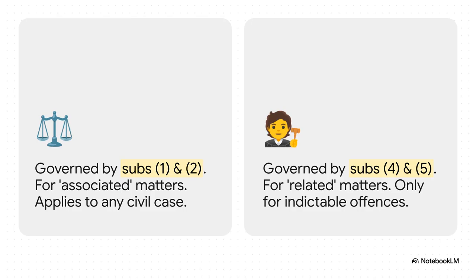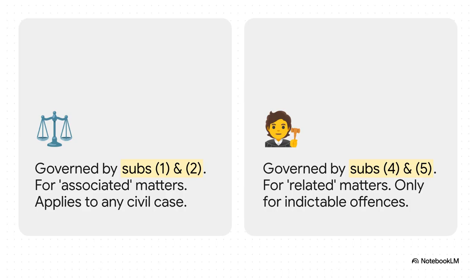On the left, you've got the civil stream. This is governed by subsections 1 and 2, and it deals with associated matters. On the right, totally separate, is the criminal stream, which is governed by subsections 4 and 5, and it deals with related matters. And here's the key. They are mutually exclusive. If your main case is about an indictable offense, the entire civil stream is switched off.